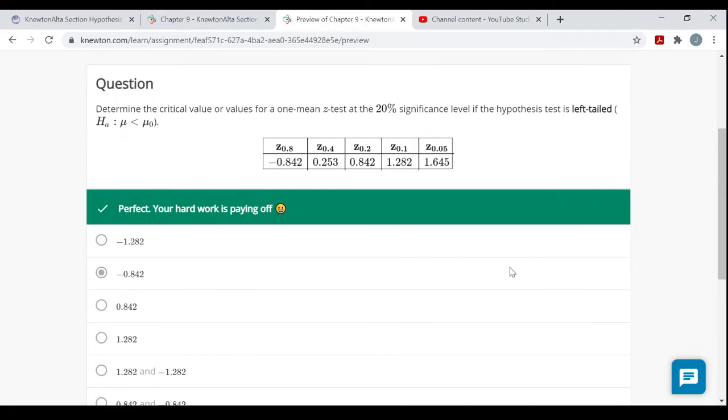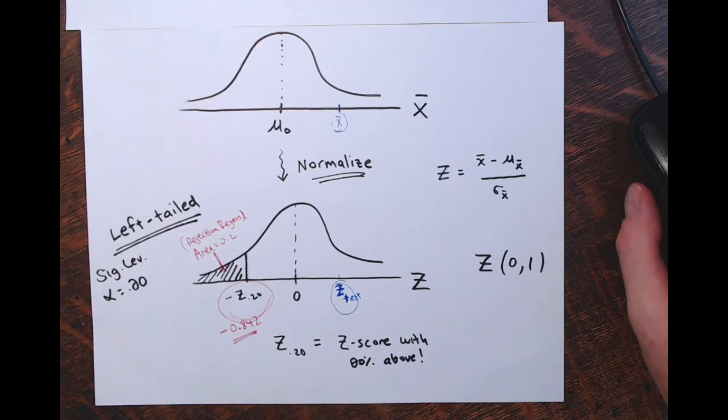Now, if it were a right-tailed test, then I would just use this value. For a right-tailed test, the critical value is the z-score with that percentage above it. And for two-tailed tests, there are two critical values, one with half of alpha above it and one with half of alpha below it. And in fact, let me refresh your memory there. I got this written out from an earlier video.